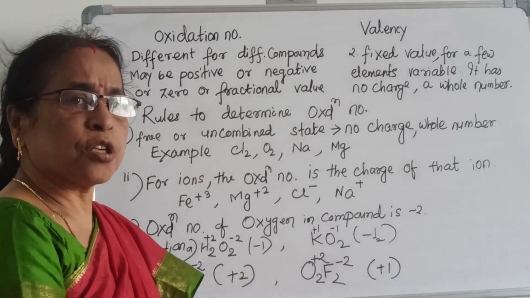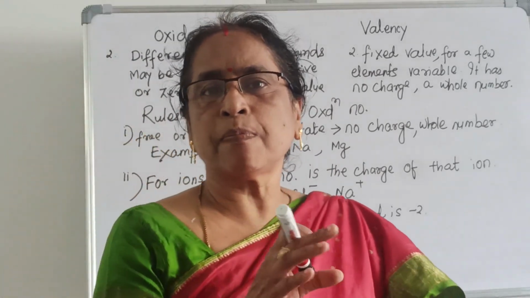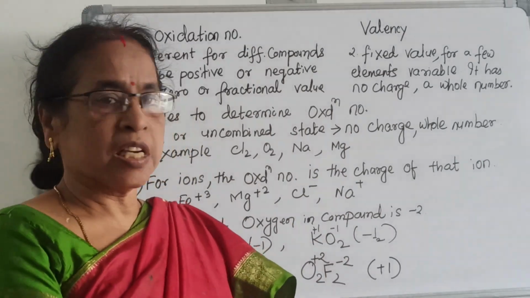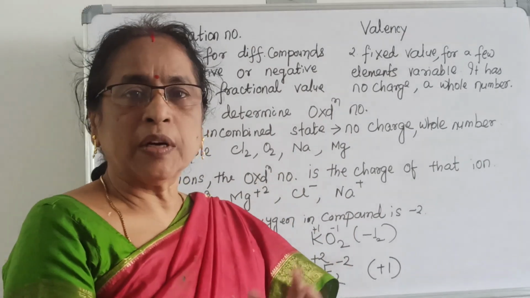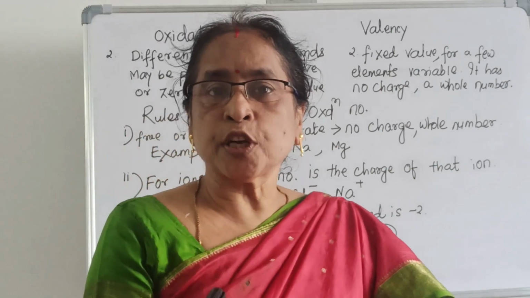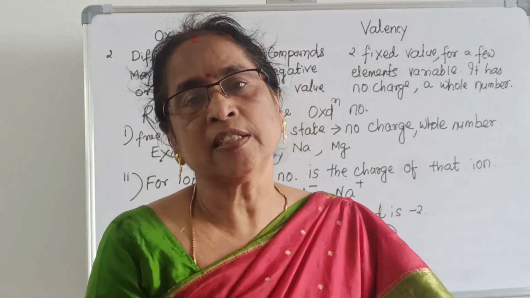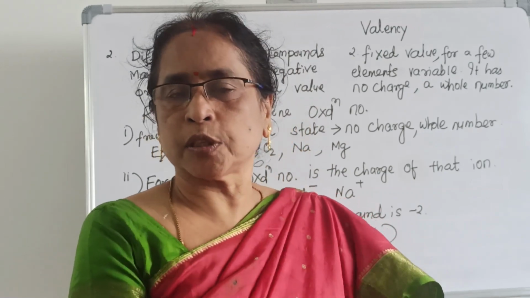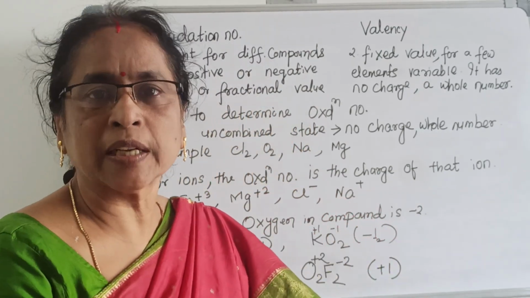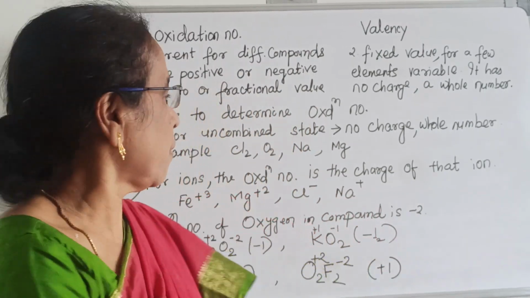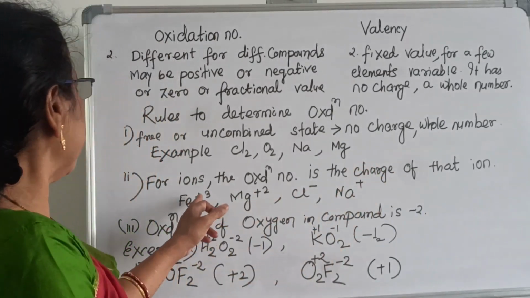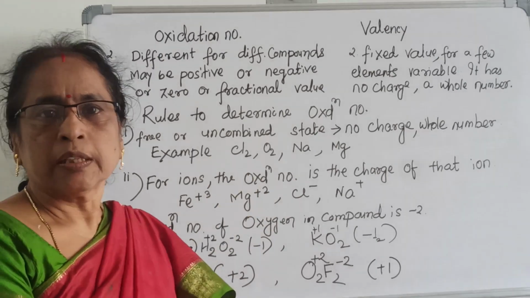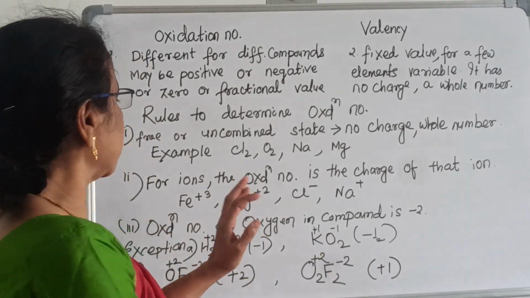Now for ions, suppose in the form of compounds, in the combined state, they are known as ions. What is the oxidation number here? What is the charge of that element? That is the oxidation number. Suppose Fe+3, that means +3 is the oxidation number. Na+1, +1 is the oxidation number of sodium. Similarly, Fe+3, +3 is the oxidation number. Mg+2, +2 is the oxidation number of magnesium.